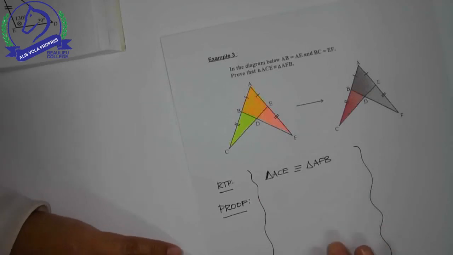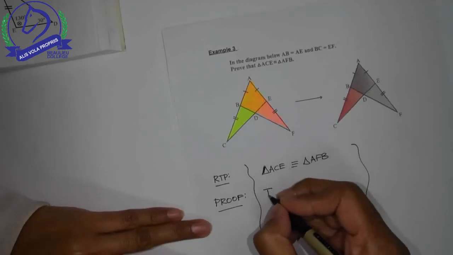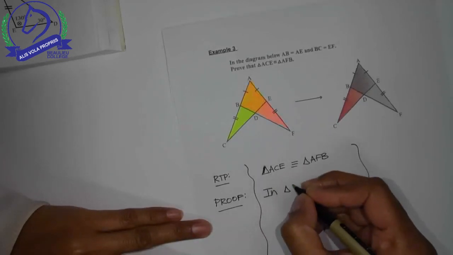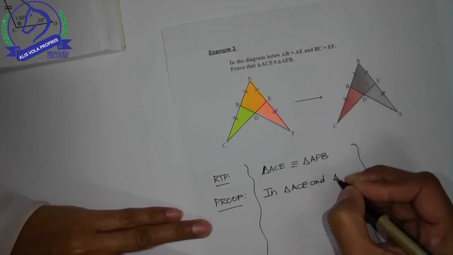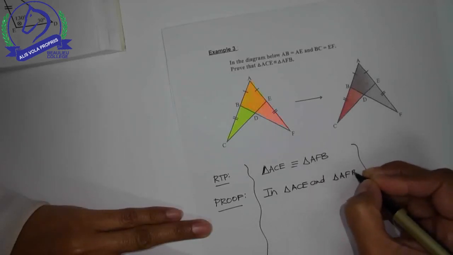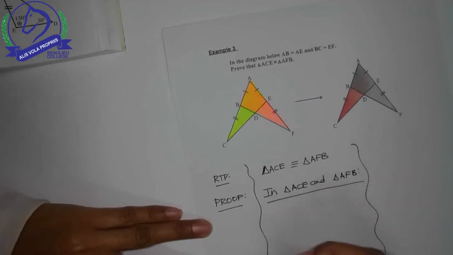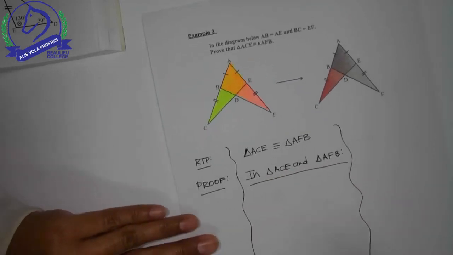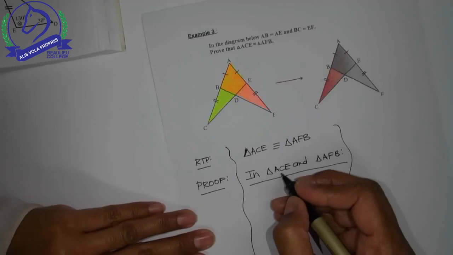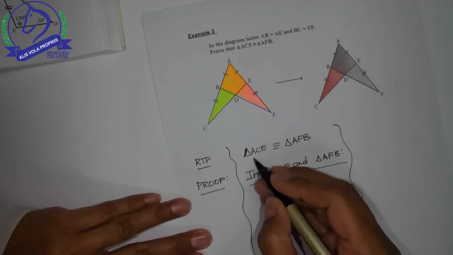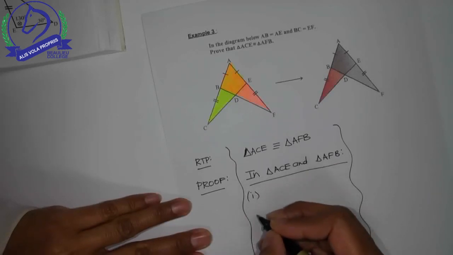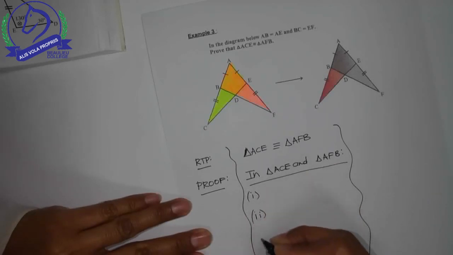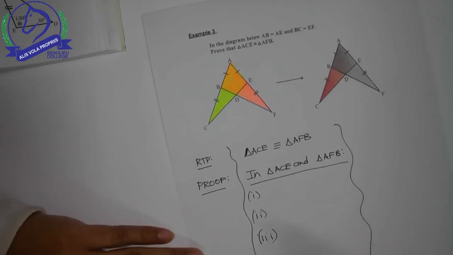Always name your triangle. So first line, before even starting, in triangle ACE and triangle AFB. Before you start with the working out and the proving and stating the reasons, name your two triangles. Make sure you have them in the correct order. In this case, you take it from the question. You're going to list 3 things. Always remember, you will have 3 things or 3 reasons, and you'll have your therefore there.